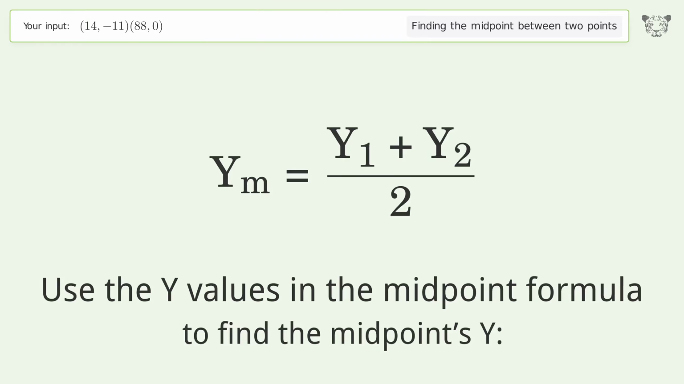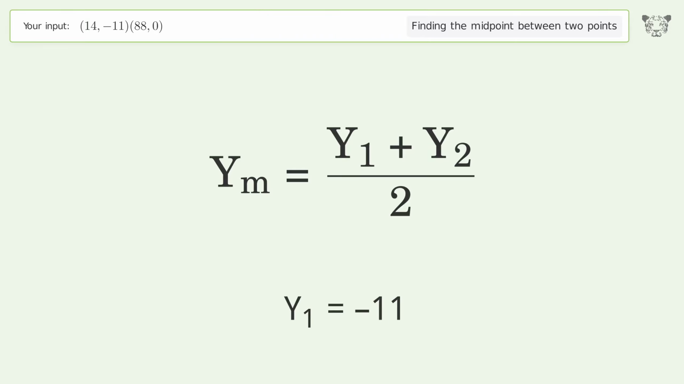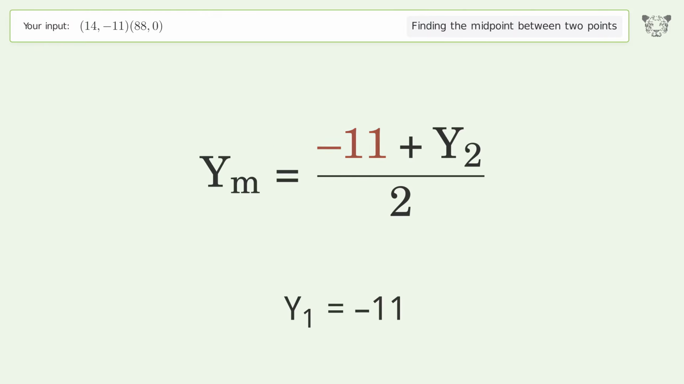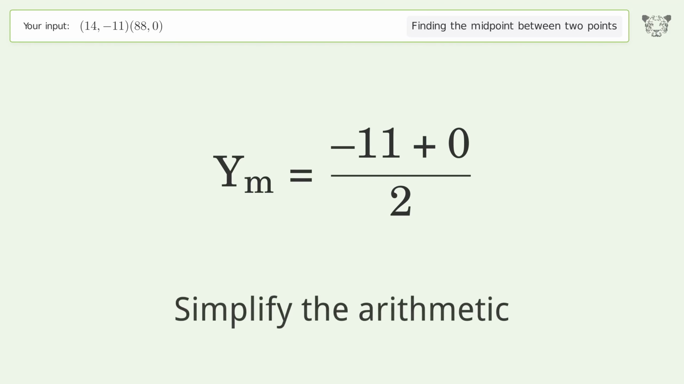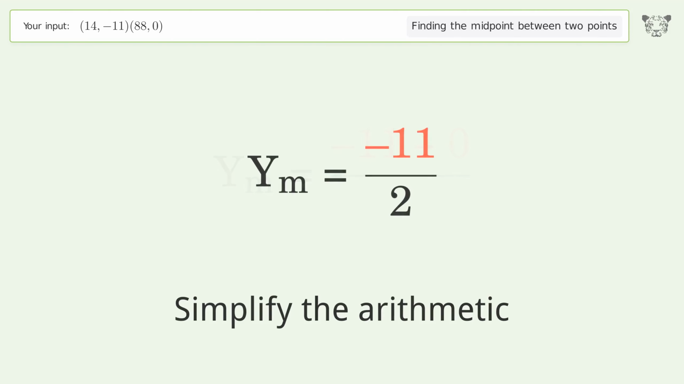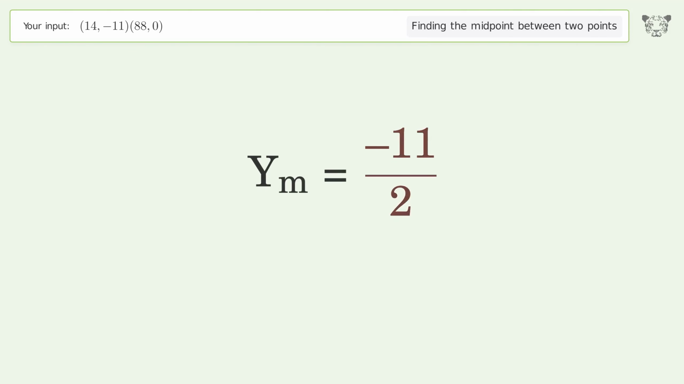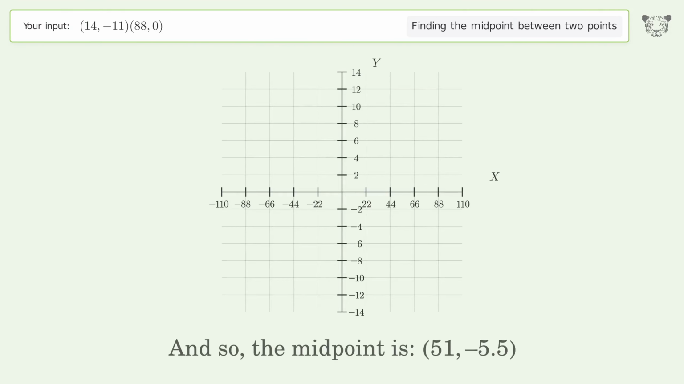Use the y values in the midpoint formula to find the midpoint's y. y1 equals -11. y2 equals 0. Simplify the arithmetic. And so, the midpoint is 51, -5.5.